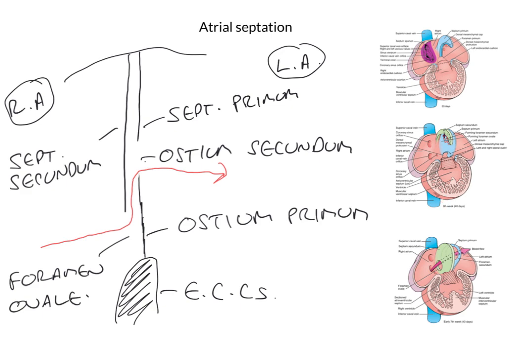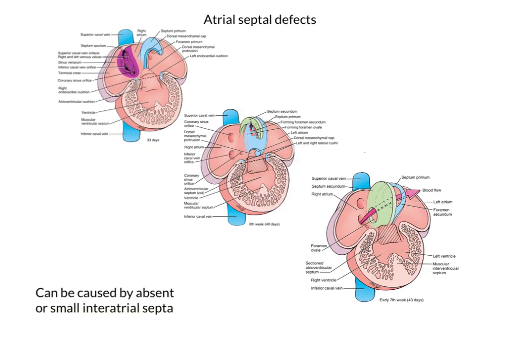At the same time, septum secundum is growing down, and it will also ultimately grow all the way down towards the endocardial cushions, leaving just this single hole, which is foramen ovale, providing the one-way flap valve from right to left-hand sides. So atrial septation, very, very important indeed. And there are a number of ways in which this process can go wrong. And these are known as atrial septal defects.